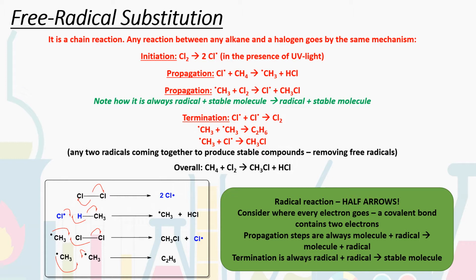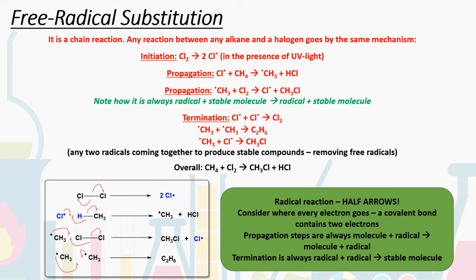Now, remember I said that a normal arrow, which has a normal head on it, represents the movement of an electron pair, 2 electrons. But in a radical reaction, we have to use these half arrows, these fishhook arrows, with only one of the sides of the head on it. And this is because it shows 1 electron moving. Now we always have to consider where every electron goes.